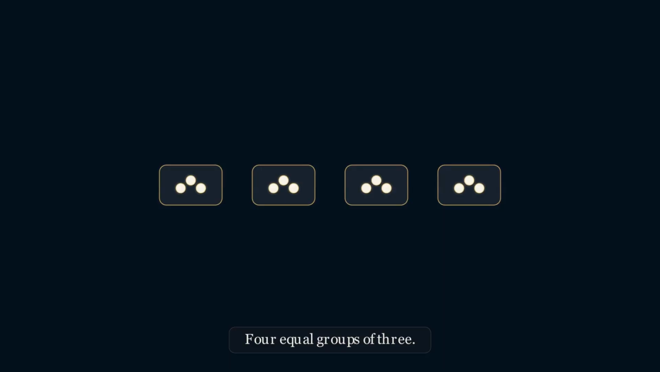Before we use formal written methods, we need the meaning. Start with the objects. We have 12 counters altogether. Now they settle into 4 equal groups. Each group has 3 counters, so the structure is not a trick and not a rule to memorize. It is 4 groups of 3. That is what 4 times 3 means.